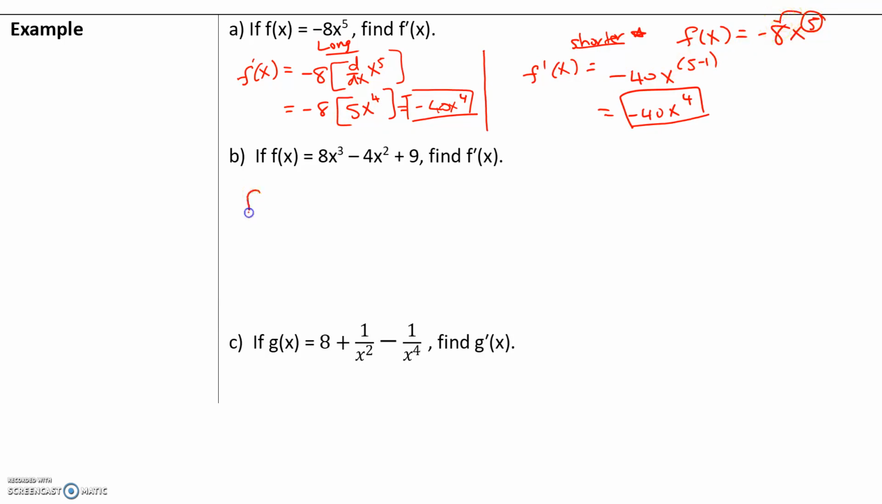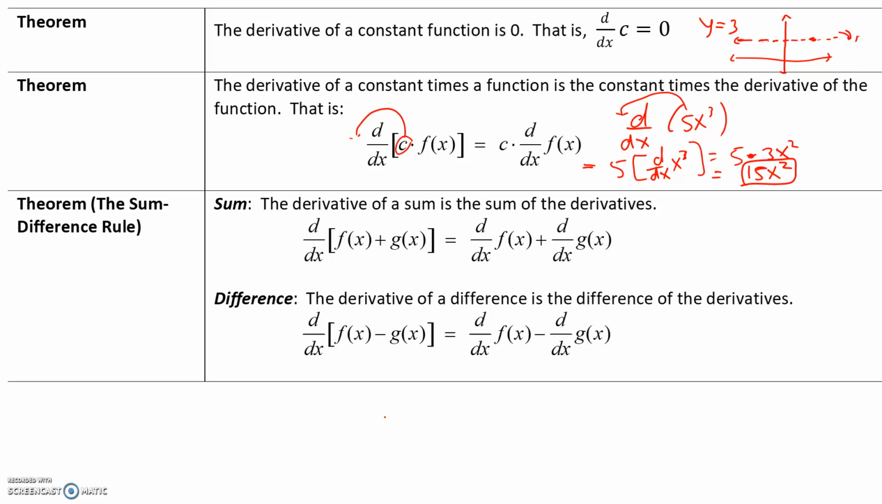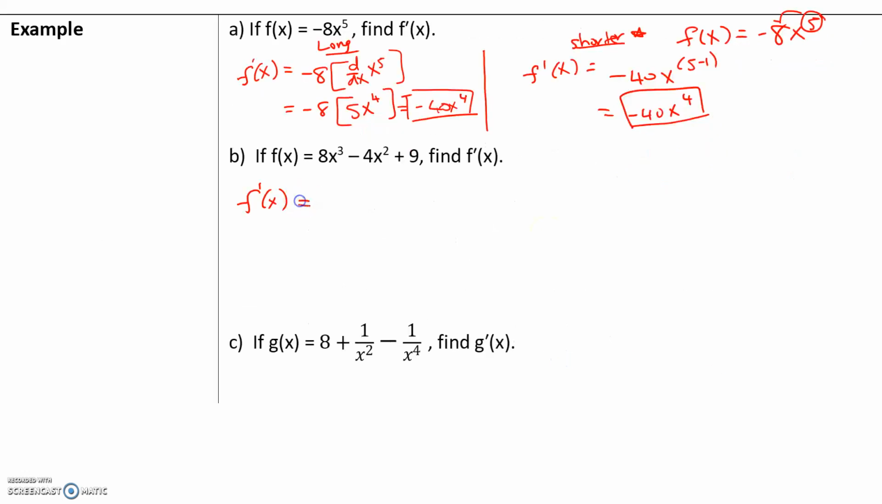Next, we want to find f prime of x. So remember that if you have f of x plus g of x, we just take the derivative of each of these and we add them. So f prime of x, let's start with the 8x cubed. The 3 multiplies with the 8. That gives us 24. And if I subtract 1 from 3, this gives me 24x to the second power. The 2 multiplies with the negative 4. This gives me negative 8x. 2 minus 1 is 1. So that's negative 8x to the first, or just negative 8x. And the derivative of a constant is equal to 0. So that's it. That's our answer.